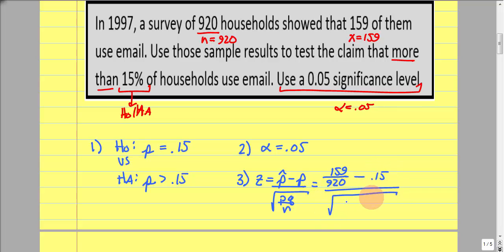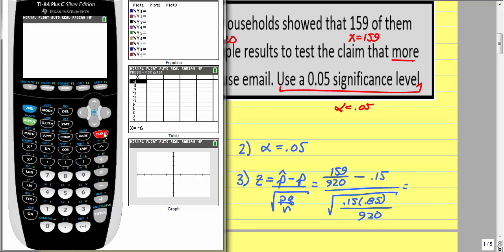And then I have over the square root of 0.15 times q. Q is the complement of 0.15, which is 0.85, because it forces it to sum to 1, and my sample size is 920. Okay, so let's go ahead and plug this into our calculators and see what we get back. The important thing to remember is this entire numerator needs to be in parentheses.